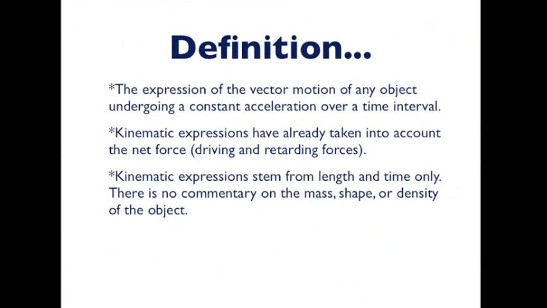Now, the kinematics expressions that you're going to see in a moment only have length and time in them. There's no commentary on mass, shape, or density. So that means that when we use these equations, they can work for something small like a bowling ball, or for something very large like an airplane. I want you to keep that in mind. Once you start getting to really high speeds, 50, 60% the speed of light, the kinematics expressions break down, and then you're talking something a little more relativistic. But that's for another topic later this year or possibly the beginning of next year. Okay?